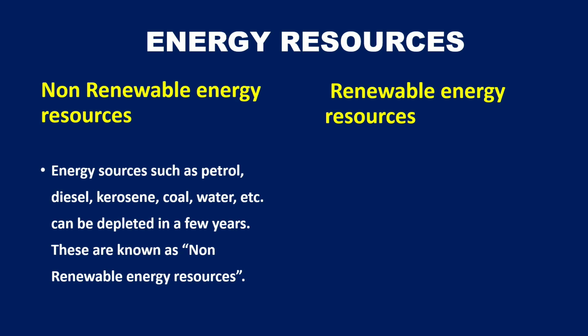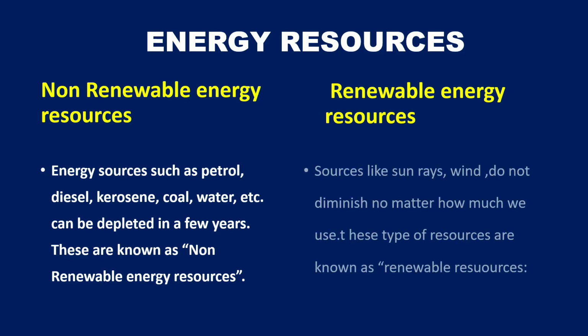Now, there is a second type of energy resources, that is renewable energy resources. What are they? Sources like sun rays and wind do not diminish no matter how much we use. These types of resources are known as renewable resources. This means resources like sun rays, wind, water, etc. cannot be diminished. Even if we use them, they will not diminish and they will be rejuvenating back.